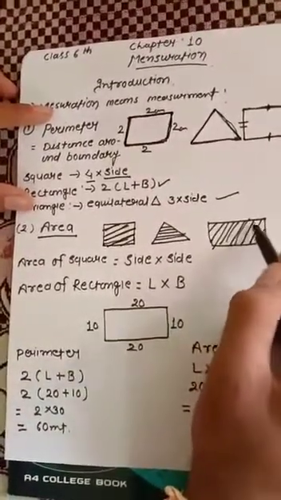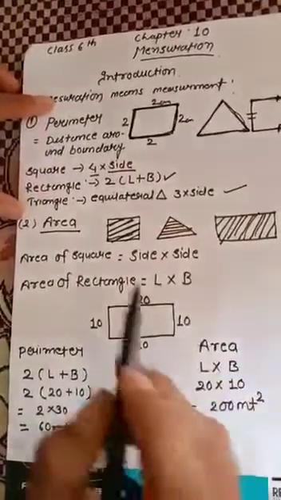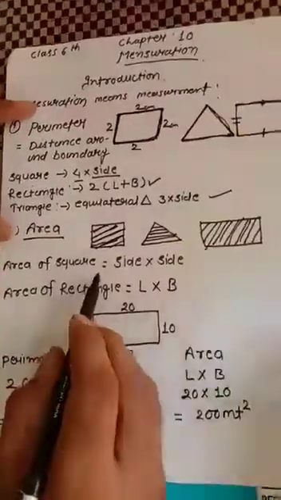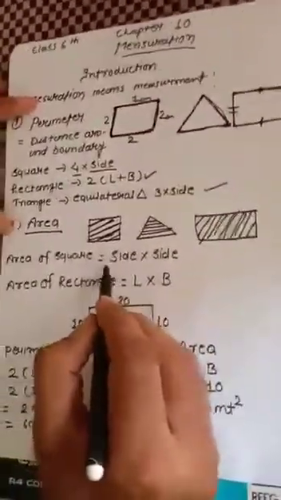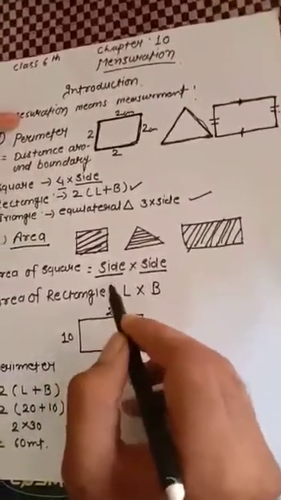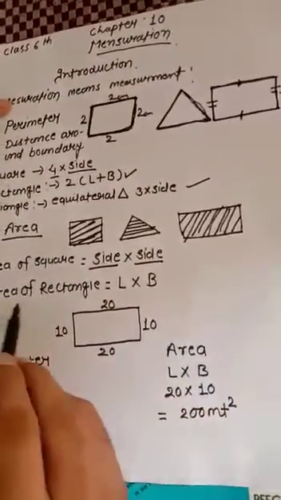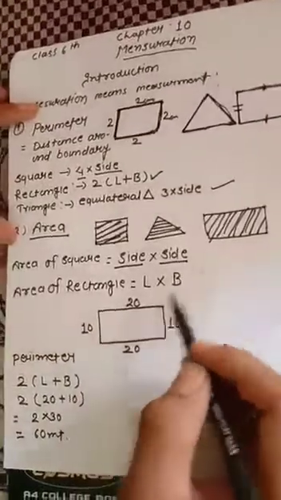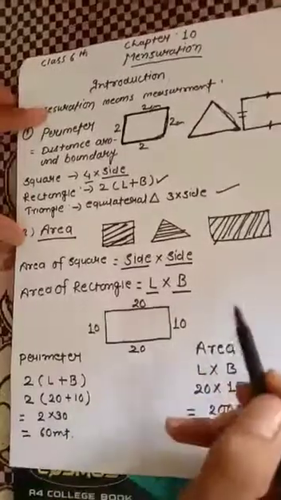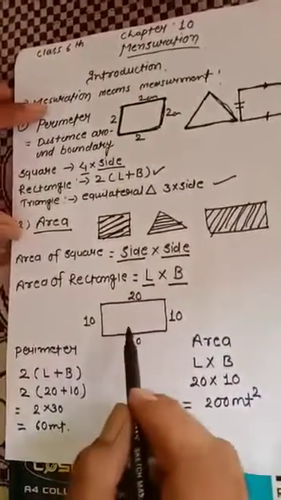So how can we find out the area of given figures? Here are some formulas for finding out the area. So area of square is what? If you want to find out the area of square, we just have to multiply side into side. That will be the formula for area of any square. Similarly, if you want to find out the area of rectangle, this will be the formula, that length should be multiplied with breadth, and that will be the area. Here I have taken an example. We'll find out both the things, what is perimeter and what is area.